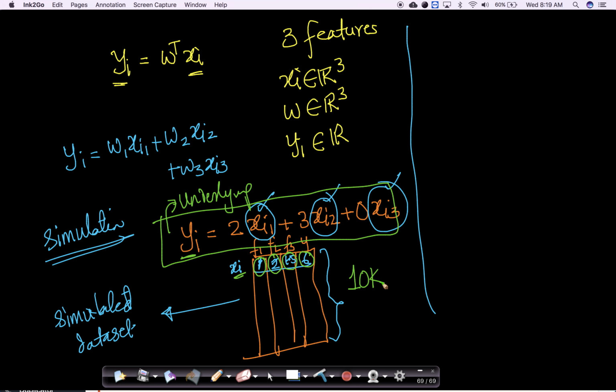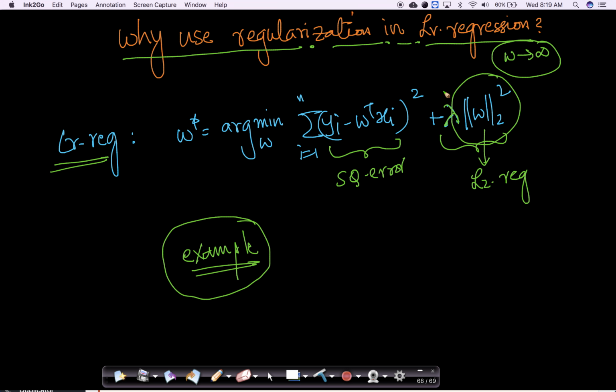Suppose I generated this for you and gave you the simulated data set. Let's call this data set D. Now can you fit a linear function? Or in other words, can you find the vector W? That's what we're trying to do in linear regression: find the optimal W.